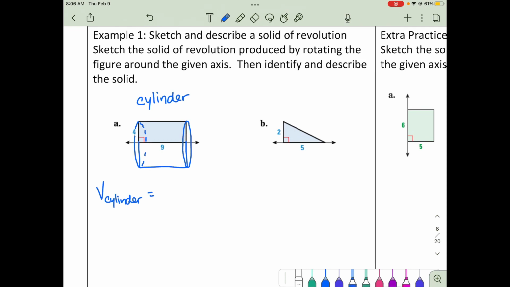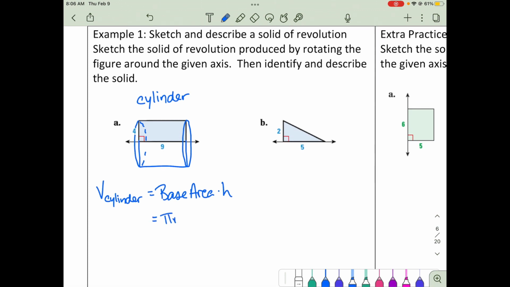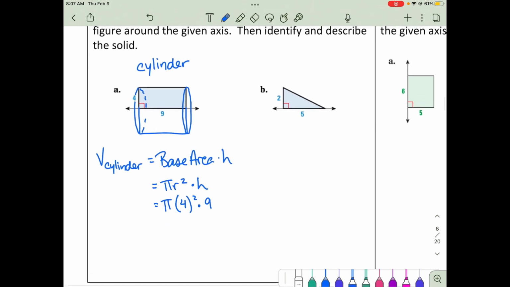So the volume of a cylinder, we said, was base area times height. And please keep your work organized like this. We've got pi r squared times the height. The radius here is 4. The height is the segment joining the bases, which is 9. Then we'd multiply this out and we'd get 144 pi. And then our units would be to what power? Hopefully you said the third, because we're doing volume. So now go ahead and pause the video, work out B, and then come back and we'll go over it.